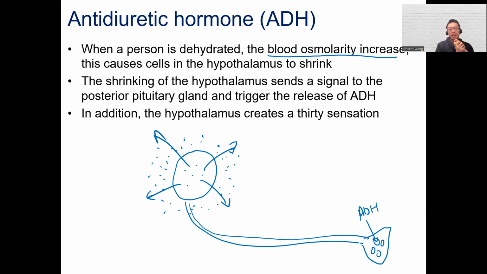In addition, the hypothalamus, in response to the shrinking of the cells, creates a thirsty sensation. So you want to drink. You crave some kind of fluid to help quench the thirst. So two things: there is a behavioral response, and then there is a hormonal response to the dehydration, essentially.